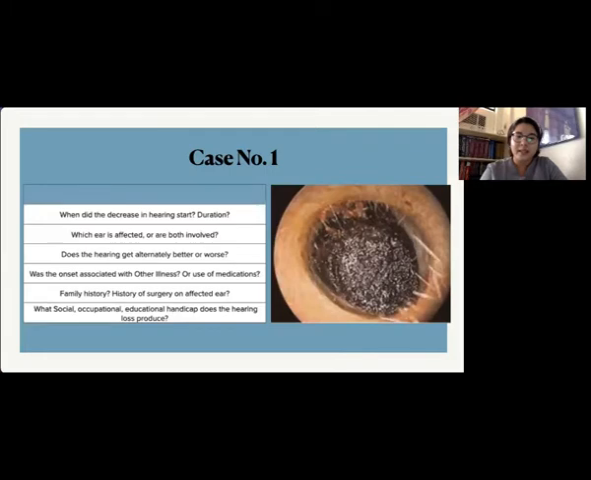So we'd like to ask, when did the decrease in hearing start? The duration, which ear is affected, or are both ears involved? Does the hearing get alternately better or worse? Or was the onset associated with other illness or use of medication? Is there any family history of decreased hearing or hearing loss? History of surgery on the affected ear? What social, occupational, educational handicap does the hearing loss produce?